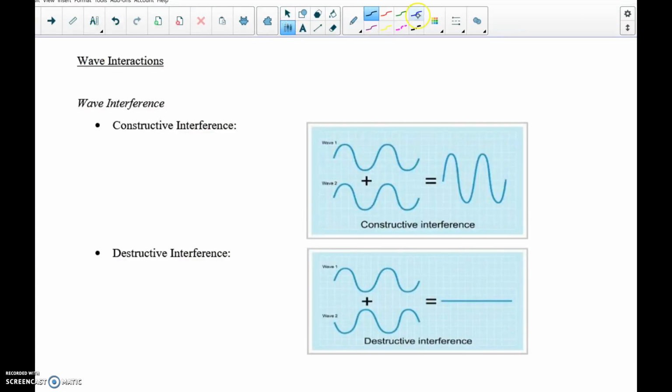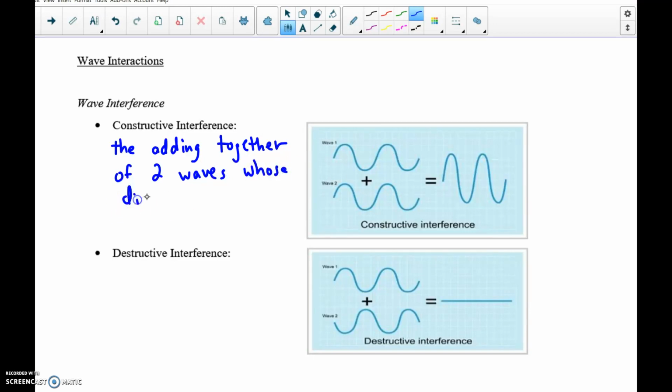Turn to page 11 in your notes. We describe these phenomena using the word interference. Constructive interference is the adding together of two waves whose displacements are in the same direction. They're both positive waves or they're both negative waves.